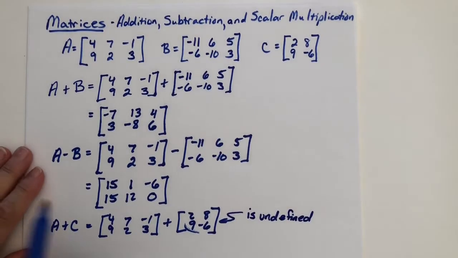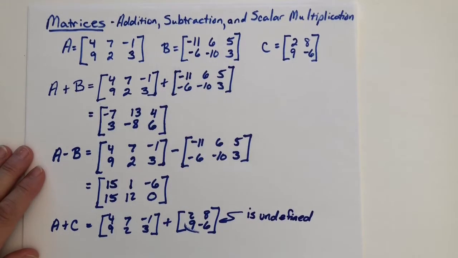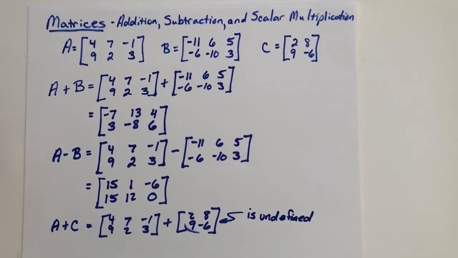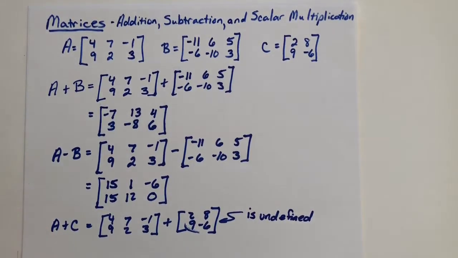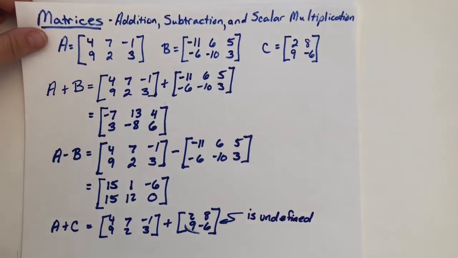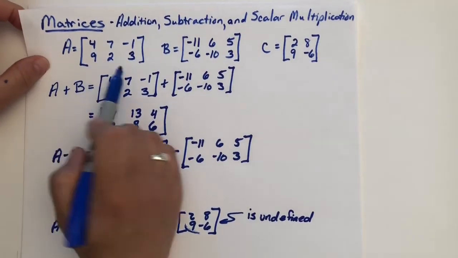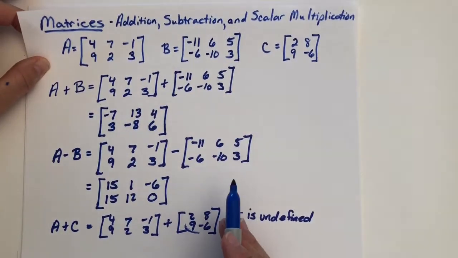The number of rows and the number of columns in the two matrices must be the same in order for us to be able to add or subtract those matrices. So let's continue. We've talked about addition and subtraction. Let's talk about scalar multiplication. And I'm going to keep those matrices the same. We'll keep A as 4, 7, negative 1, 9, 2, 3, and B will be this matrix, and C will be this matrix.